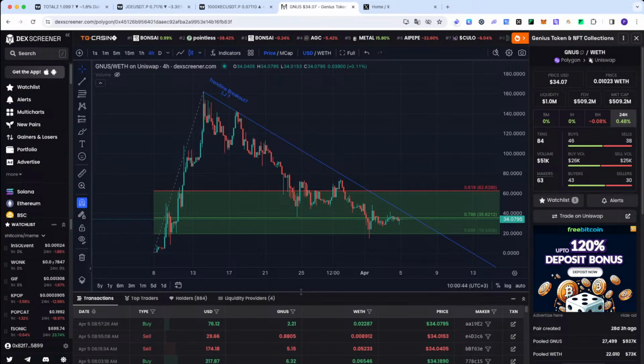Don't be the guy who is buying this top. Just don't be. Don't stay in our community and buy tops. Please don't do it. Okay, that's the idea on my part.